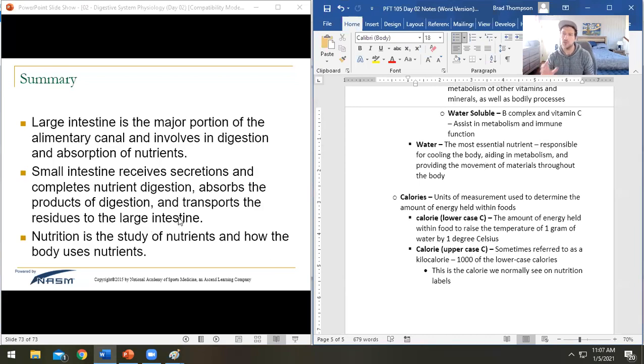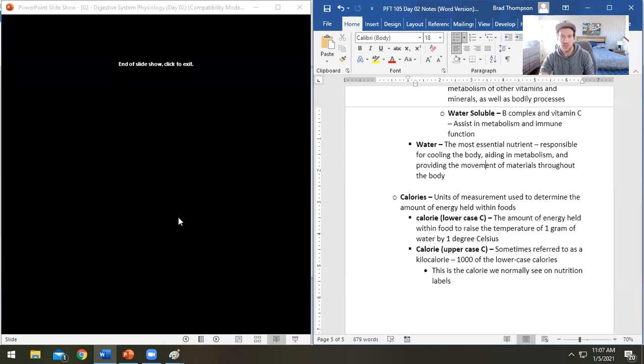Your large intestine will do just a final little bit of absorption, as it pulls out a lot of water and a little bit of the vitamins and a little bit of the minerals. And that is that.